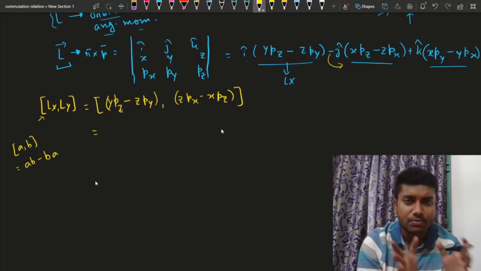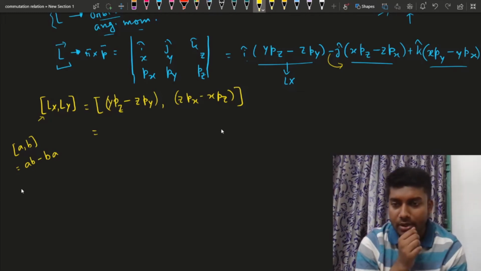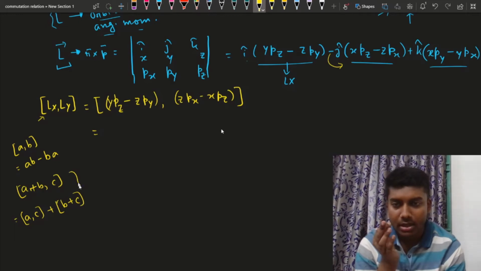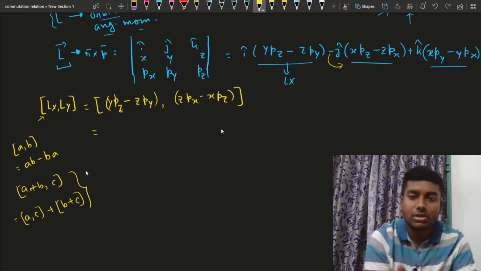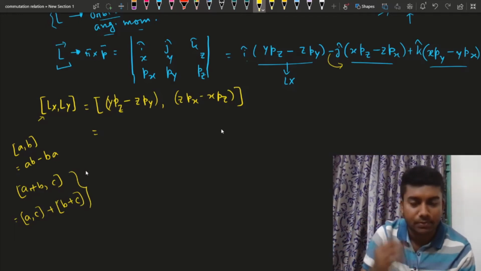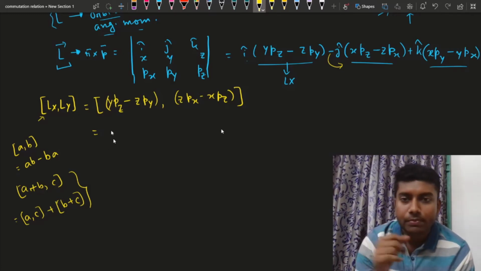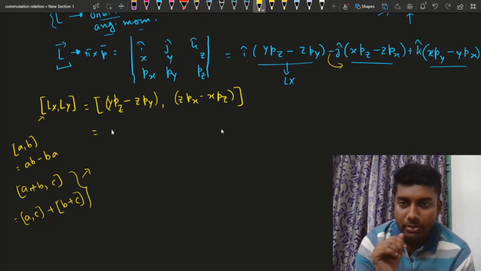Now we can split this. How? Suppose we have A plus B, comma C, then we can write A comma C plus B comma C. This is a property of the commutation relation. For simplicity, I am giving an example and then doing a step by step derivation, otherwise you will be very much confused about this. I will do this thing here for this relation.